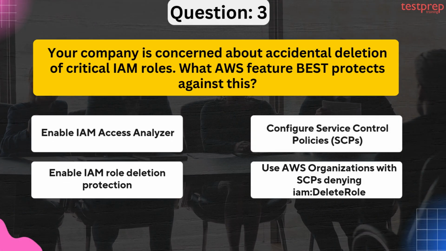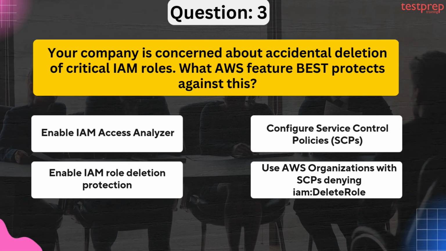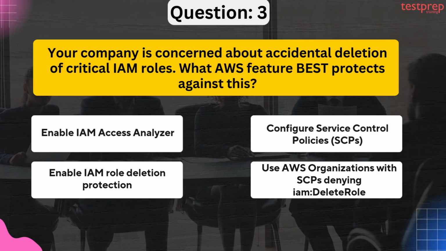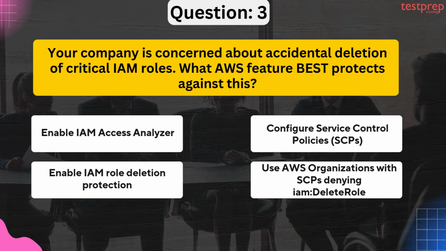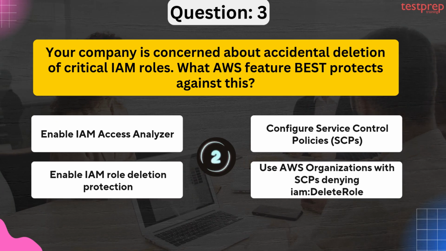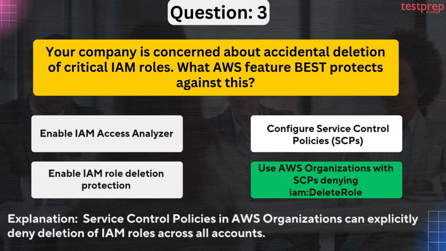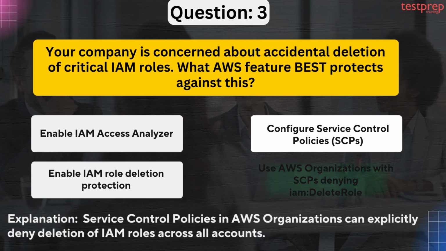Question 3. Your company is concerned about accidental deletion of critical IAM roles. What AWS feature best protects against this? The correct answer is use AWS Organizations with SCPs denying IAM delete role. Service control policies in AWS Organizations can explicitly deny deletion of IAM roles across all accounts.